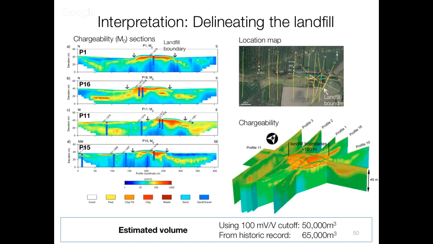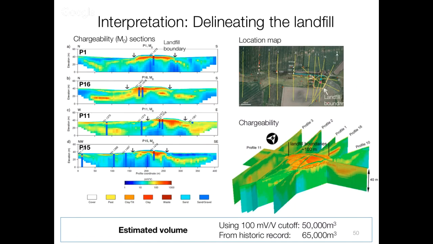So you've got high chargeability right here, and this coincides nicely with the locations of the boundary. Similarly here, with P11, and then here with P15. One thing that's certainly consistent is that after having done the IP inversion, we've got pretty good localization, horizontal localization of the waste dump.